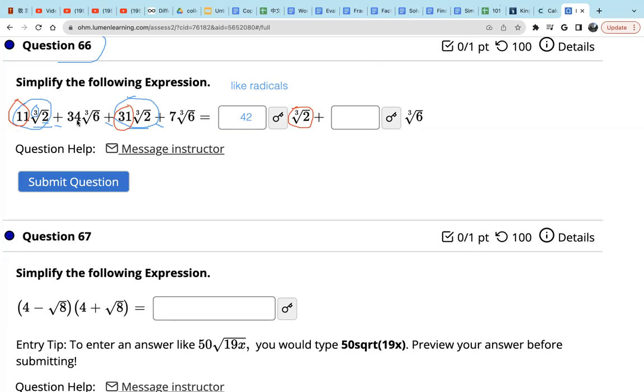Similarly, let me change it to be green. Here we have cubic root of 6. Right? Then we see cubic root of 6 here. Then we just add the numbers before. We have 34 plus 7, well, that's 41. Put the 41 here. So we have 41 of cubic root of 6. So we add, subtract like radicals. So as you can see, it's different from multiplication and division.